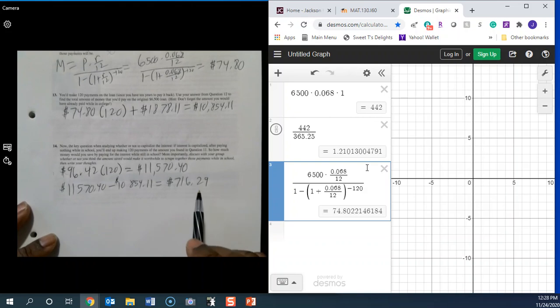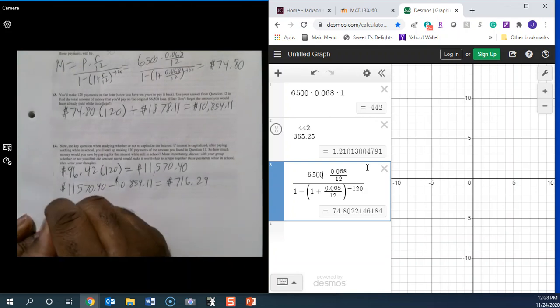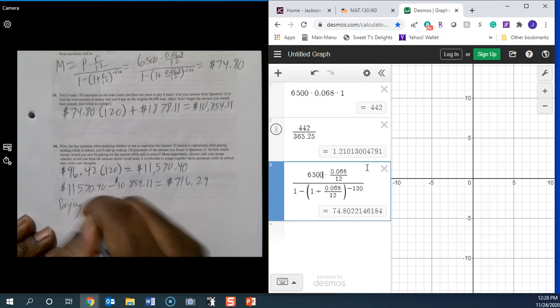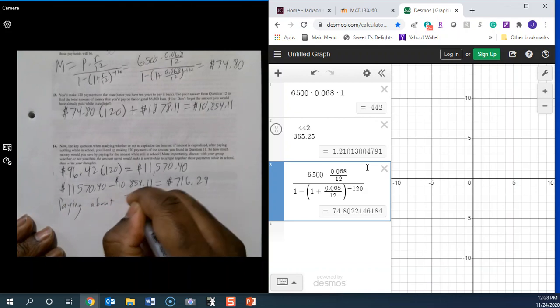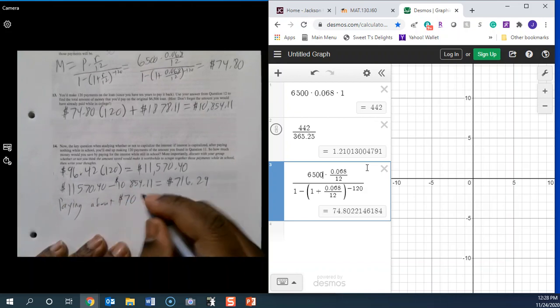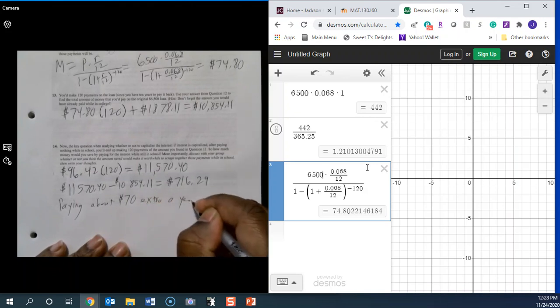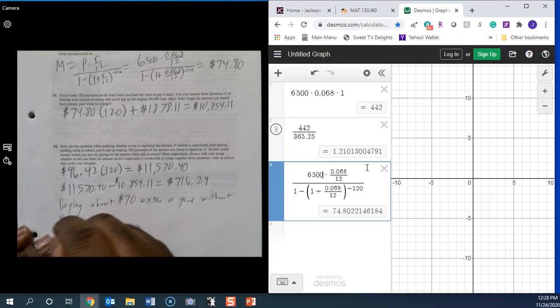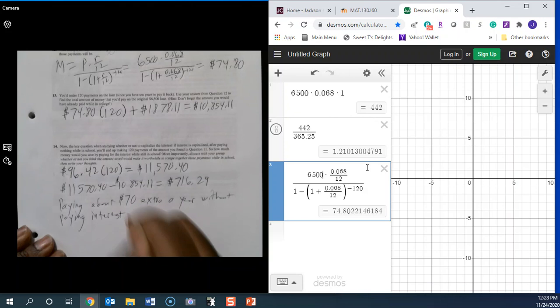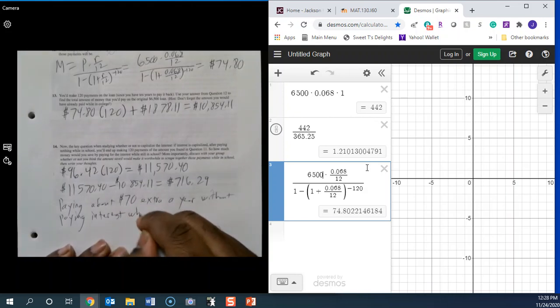Now that's not per year. This is how much you would save in a year. So basically, you're paying about $70 extra a year without paying interest while in school.